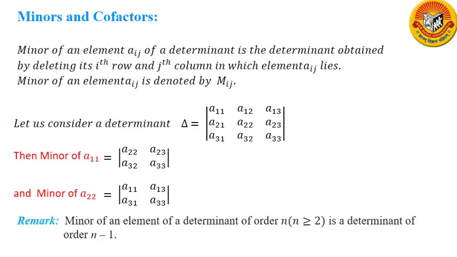Now the minor of an element of a determinant of order n, where n is greater than or equal to 2, is a determinant of order n minus 1, right? You can see here this is a determinant of order 3 by 3. So when I find the minor of any particular element, I get a determinant of 2 by 2. So for an element of a determinant of order n, the minor is a determinant of order n minus 1.